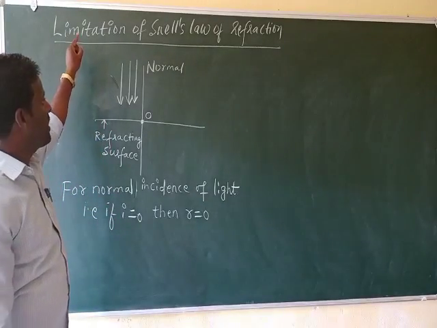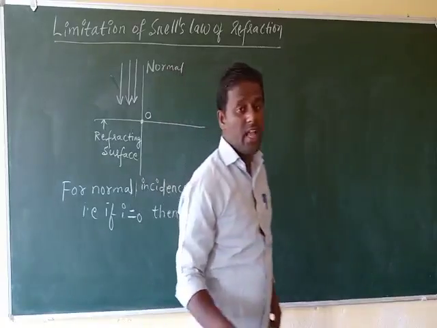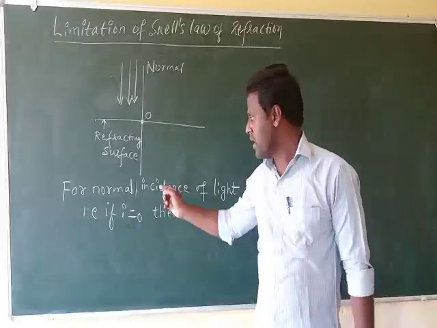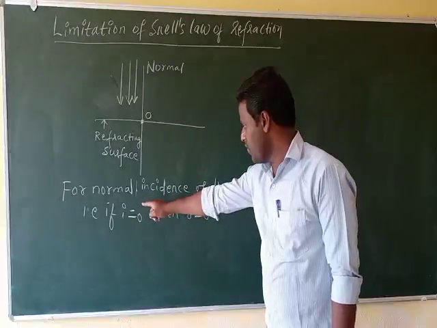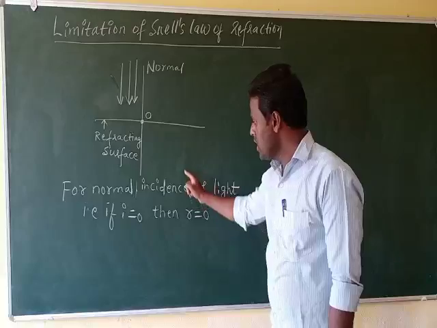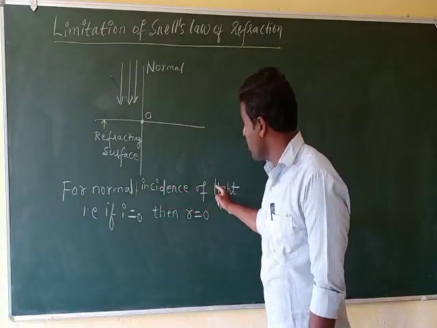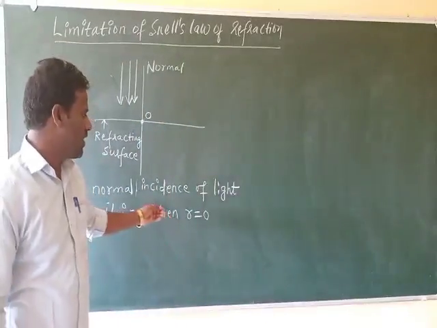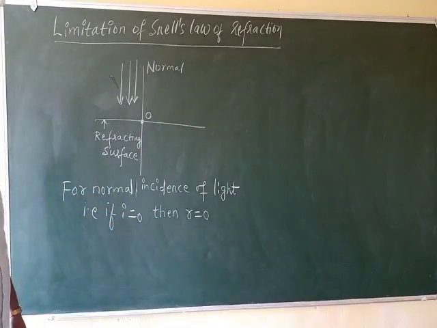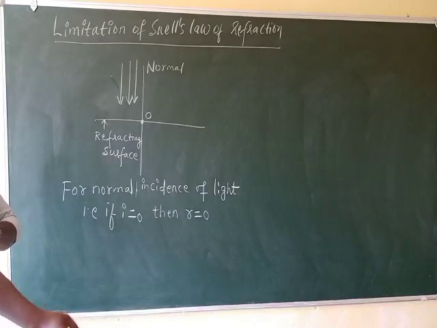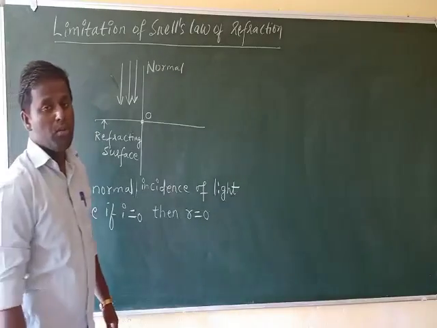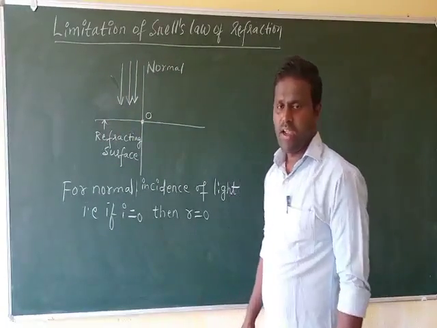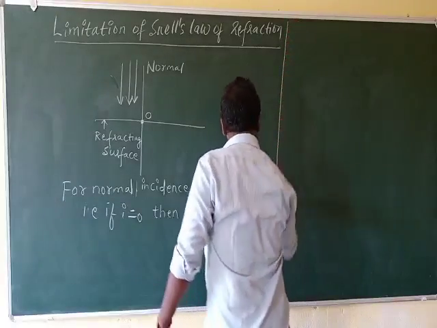Now, what is the limitation of Snell's law? When is Snell's law not valid? For normal incidence of light, that is if I equals 0, then R equals 0. In this case, for normal incidence of light, Snell's law is not valid. What is the limitation of Snell's law of refraction? For normal incidence of light, Snell's law is not valid. So next we shall discuss.